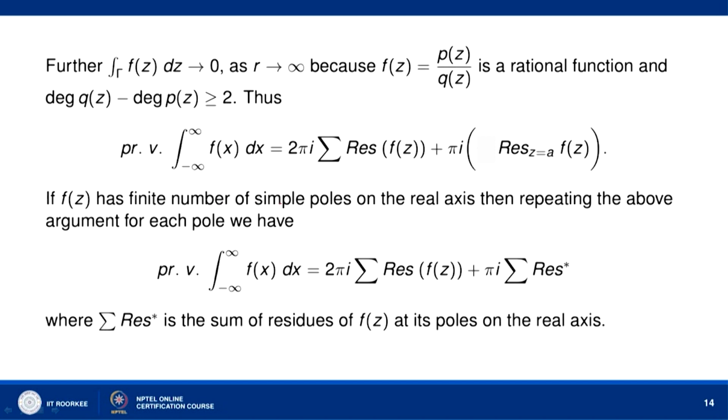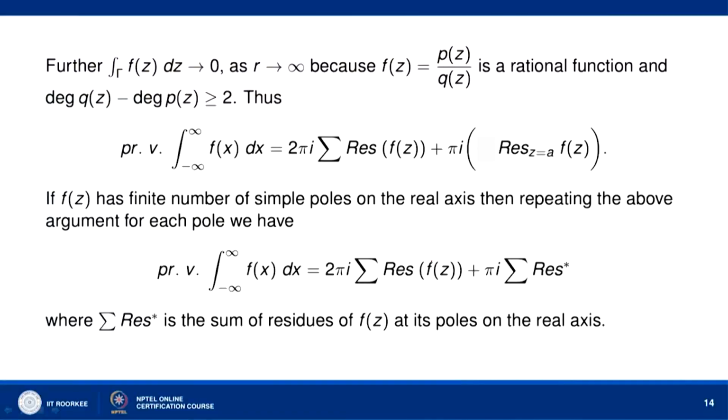Now, we have taken the case where f(z) has a simple pole at z equal to a. If there is more than one pole, then we will find the residues at all the poles. If f(z) has a finite number of simple poles on the real axis, then repeating the above argument for each pole, this expression will be replaced by pi i times sigma residue star. Sigma residue star is the sum of the residues of f(z) at its poles on the real axis.